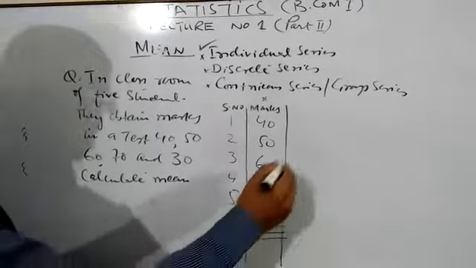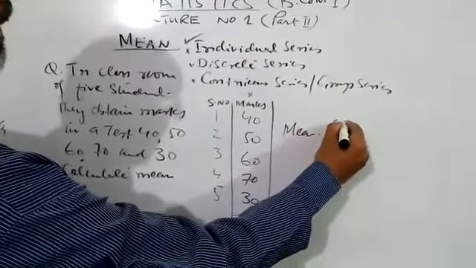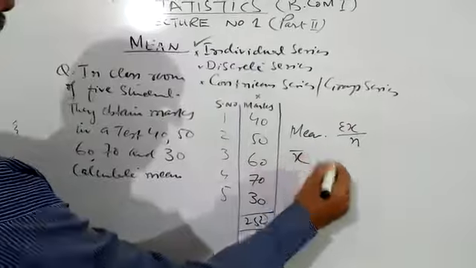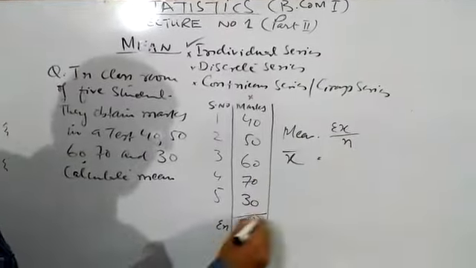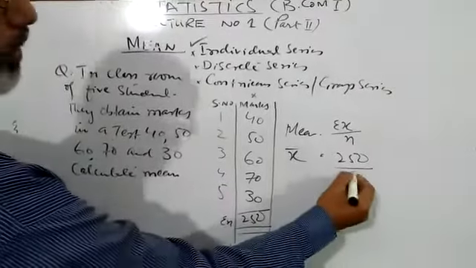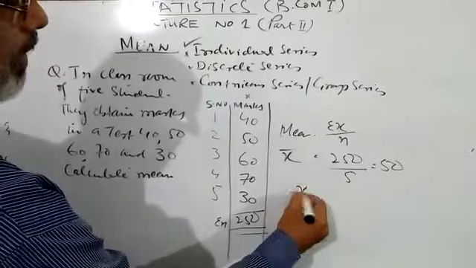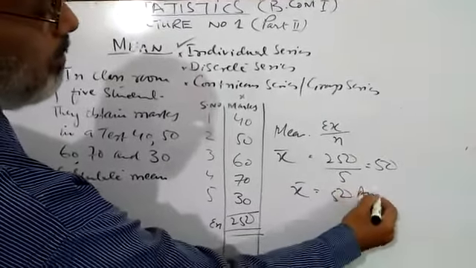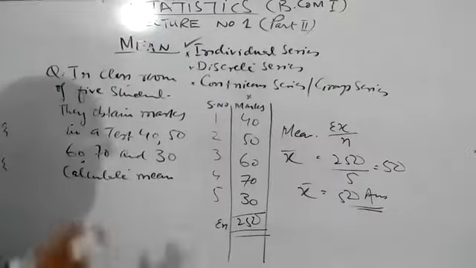Now applying the formula of mean, mean is equal to sum of x upon n. So mean, denoted as x bar, is sum of x, 250, divided by the total number of students, that is 5. The answer will be 50. The average marks of each student is known as 50. So this is the individual series of mean.